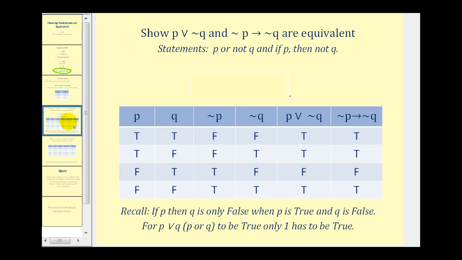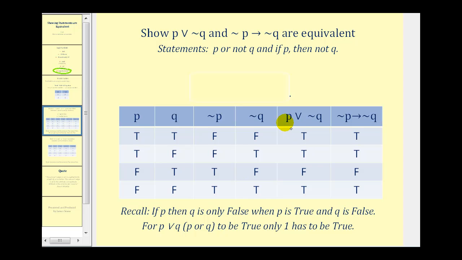We want to show that P or not Q and if not P, then not Q are equivalent. So to set this up, the first columns will be P, Q, not P, and not Q. And these should be pretty straightforward to set up. We've done this several times now. Notice that where P is true, not P is false, and where P is false, not P is true. And the same thing for Q and not Q.